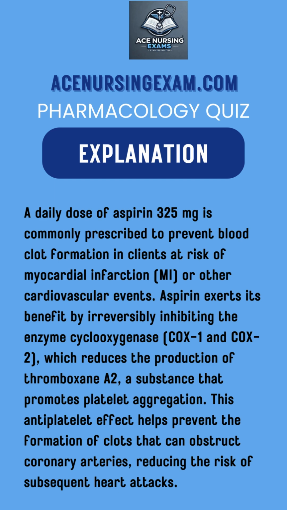Explanation: A daily dose of aspirin 325 milligrams is commonly prescribed to prevent blood clot formation in clients at risk of myocardial infarction, MI, or other cardiovascular events. Aspirin exerts its benefit by irreversibly inhibiting the enzymes cyclooxygenase, COX-1 and COX-2, which reduces the production of thromboxane A2, a substance that promotes platelet aggregation. This antiplatelet effect helps prevent the formation of clots that can obstruct coronary arteries, reducing the risk of subsequent heart attacks.